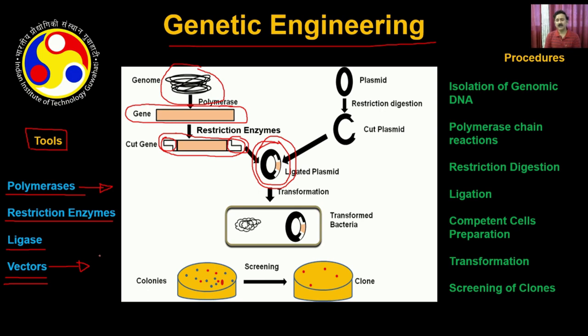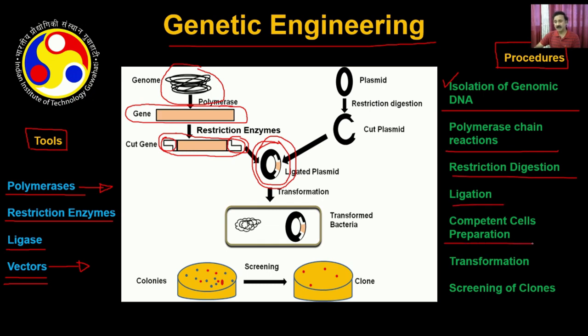So with this, we would like to conclude our lecture here. In the subsequent lecture, we are going to discuss the different types of procedures. We are going to discuss the isolation of genomic DNA, PCR, restriction digestions, ligations, competent cell preparation, transformation, as well as the screening of the clones, so that you will be able to see that the recombinant DNA is being generated. So with this, I would like to conclude my lecture here.